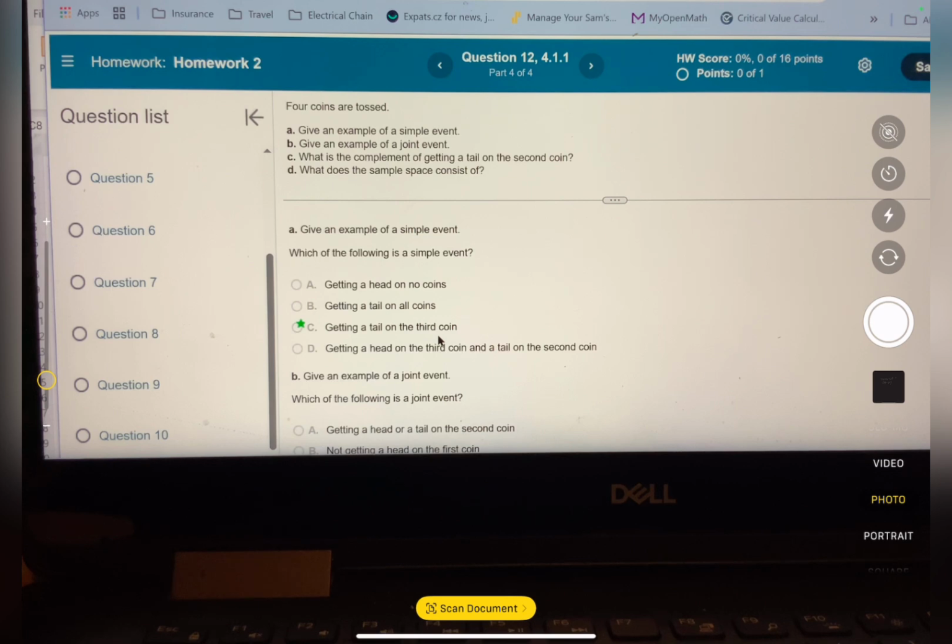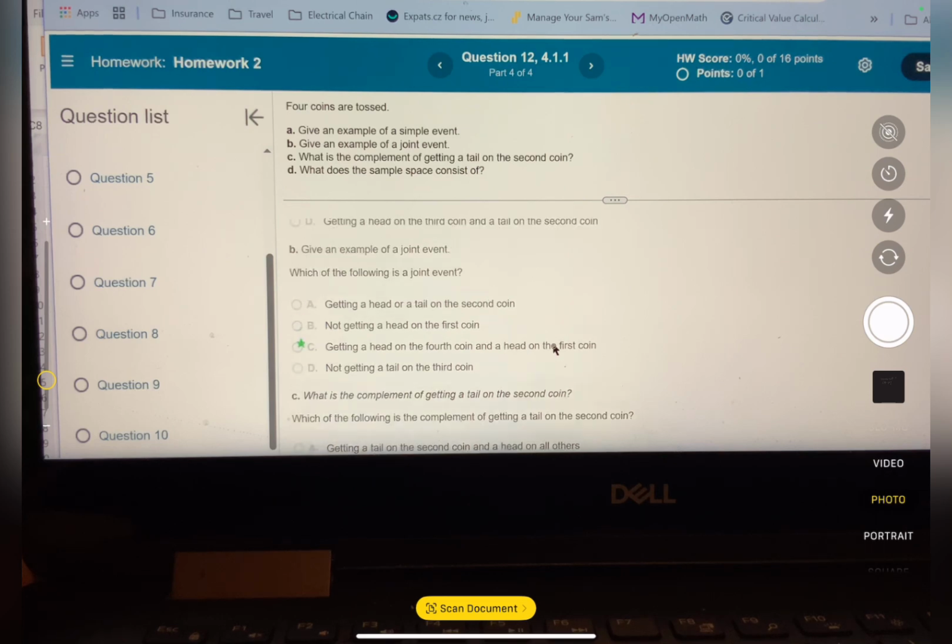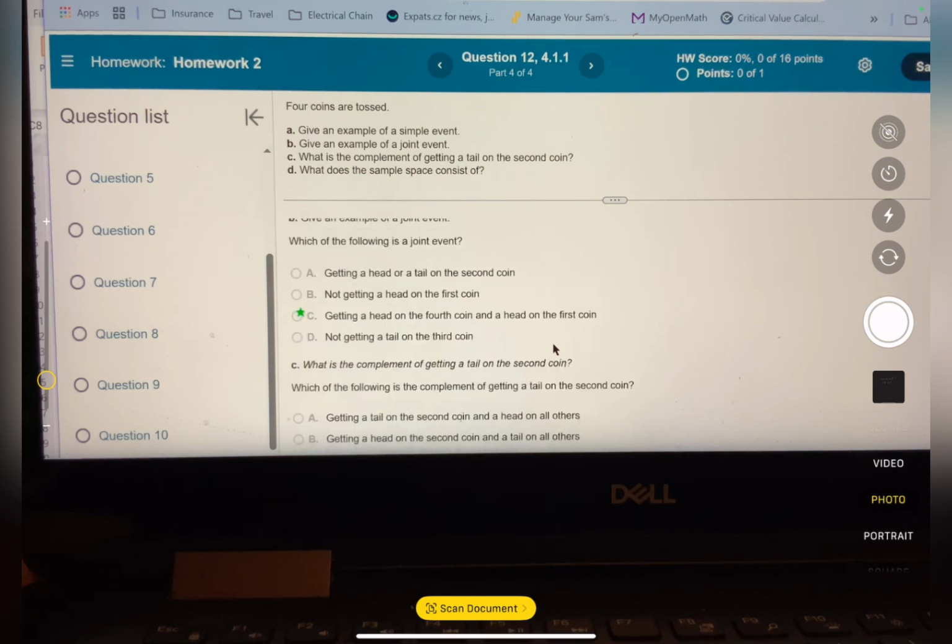And the last one, getting a head on the third coin and tail on the second. So we have here two outcomes, correct? Therefore, it cannot be the answer. And this is why C is the only answer for this case. Moving to next one, B.